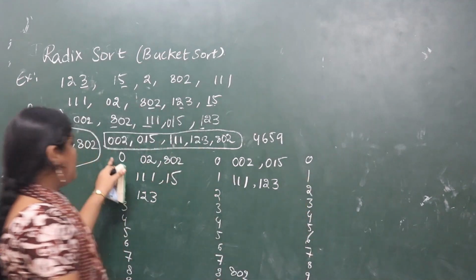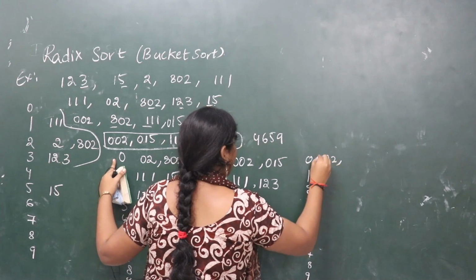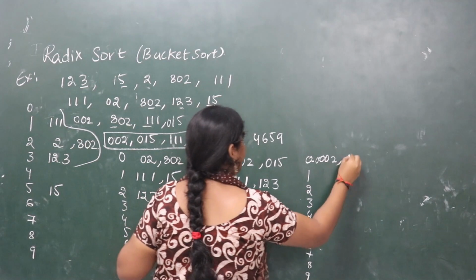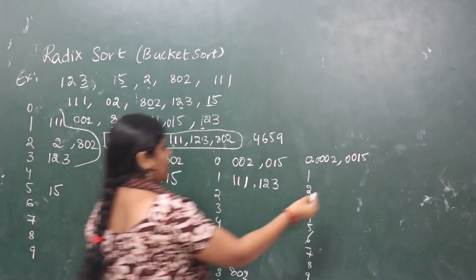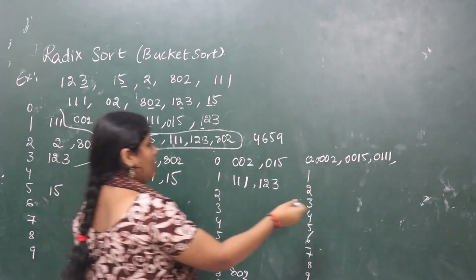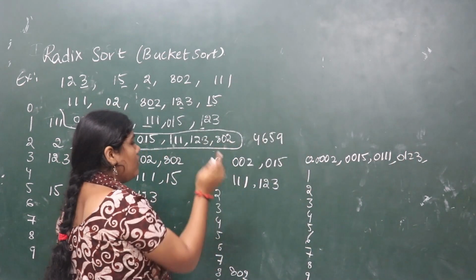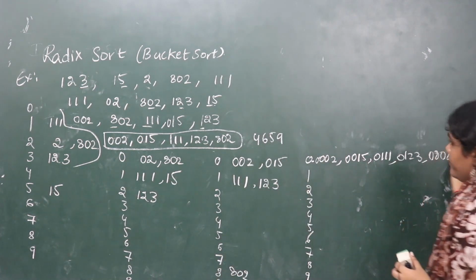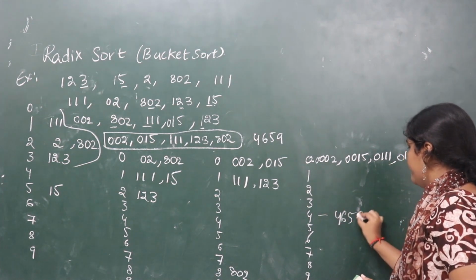Then for 002 there is no thousands, so we will write 002. And for 15 there is no 1000 position, and for 111 also there is no 1000 position, and for 123 also no, and for 802 also there is no, so 802. And for 4659 we will write here 4659.